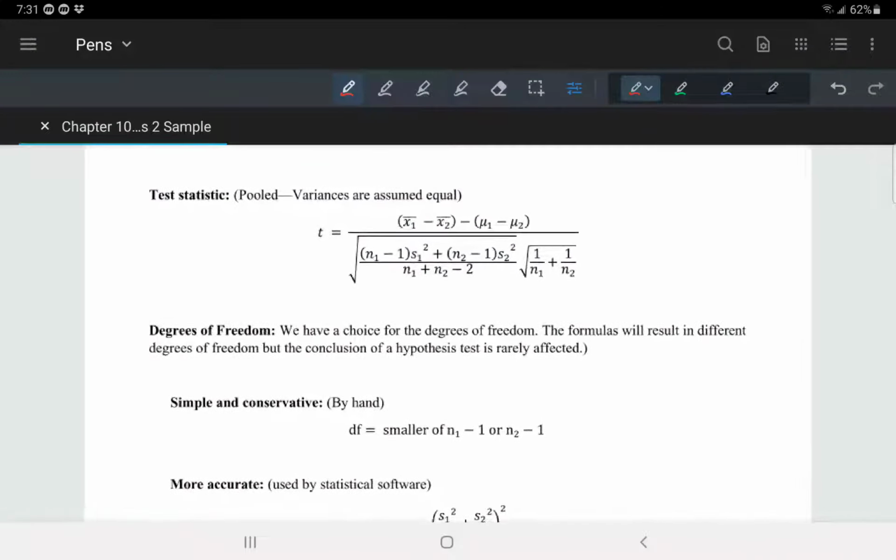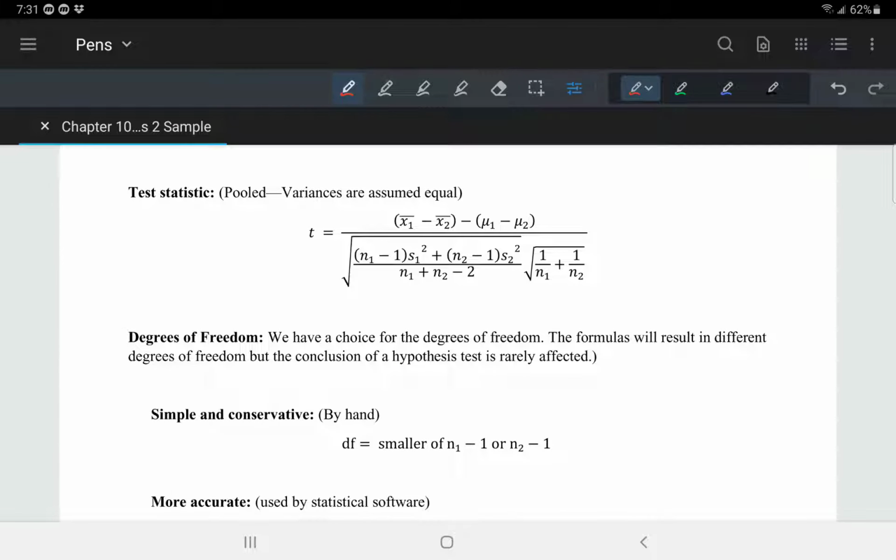Now, if you do pool the data, the standard error becomes much more complicated, and the test statistic would then look the same way: observed minus expected over the standard error.